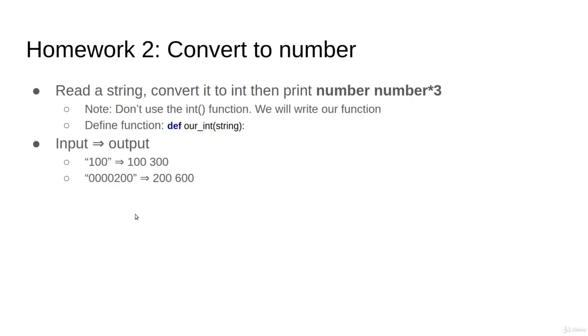The second assignment is we will write our own function that can convert a string to an integer. So define a function, definition of our int, that takes a string. And you will output two things. You will output the number and you will output the number multiplied times 3. So for example, if I give you such a string, which is just the value 2, 200 times 3 is 600. Do not use the int function. We are going to write our own function for that.